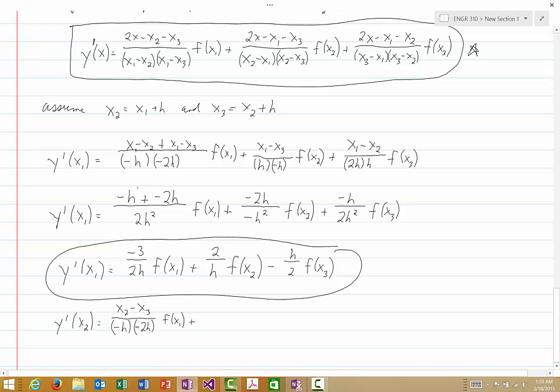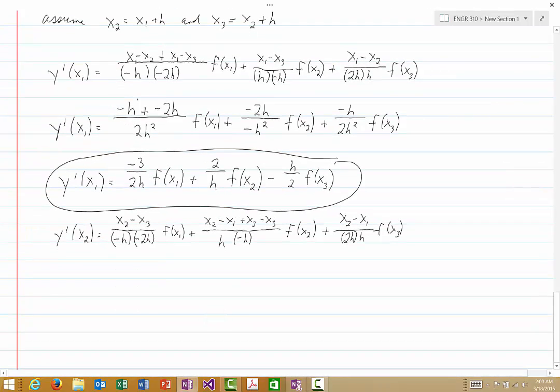And then the next term, when we plug in x2 here, instead of writing 2x2, we'll say x2 minus x1 plus x2 minus x3. Now notice that's still the same thing as 2x2 minus x1 minus x3, but writing it in this way makes it a little easier to evaluate. And then the denominator, just as it was up here, will be h times minus h. And then we'll have f of x2. And then finally for the last term, when we plug in x2, that 2x2 minus this x2 will give us x2 minus x1 over the denominator 2h times h. And then f of x3.